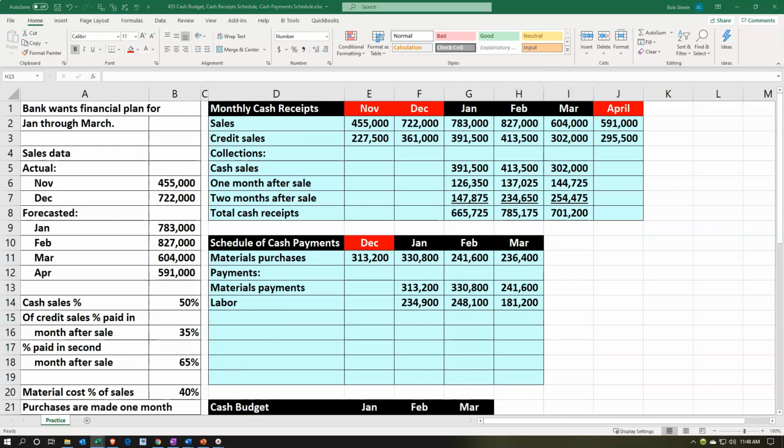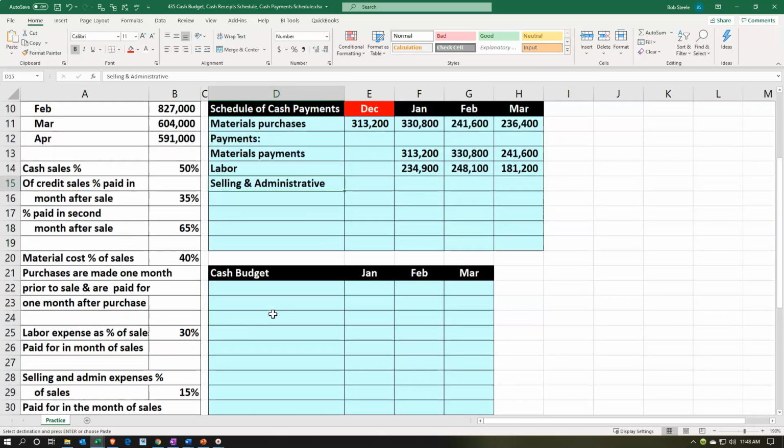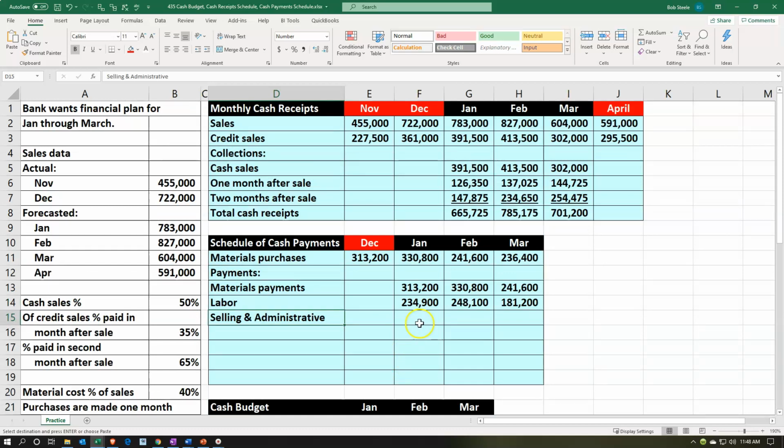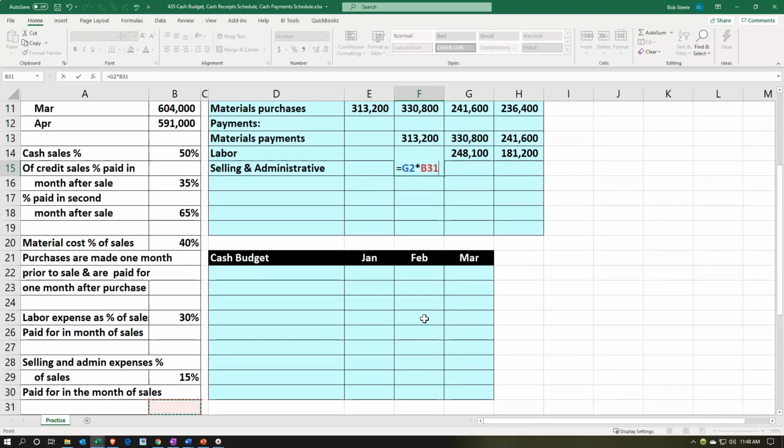Then we're going to go to the selling and admin, the selling and admin expenses. And those were 15% of sales. So we're simply going to do a similar process here. This will be equal to, make sure you're picking up the January sales up top and then multiplying that times, scrolling on down, that 15%.